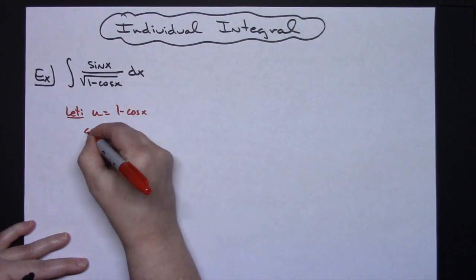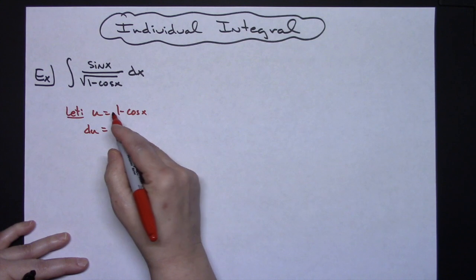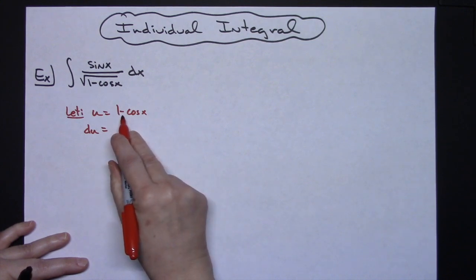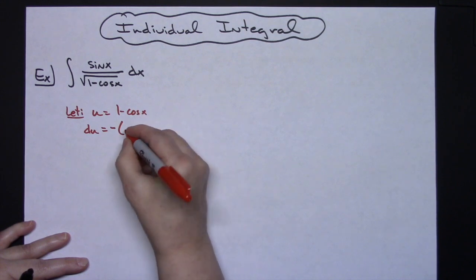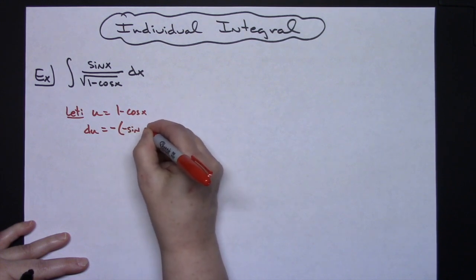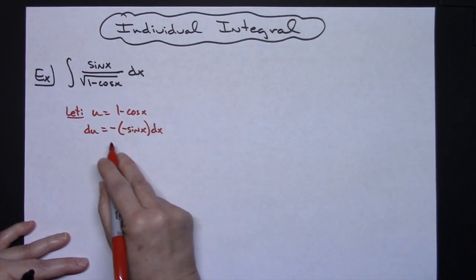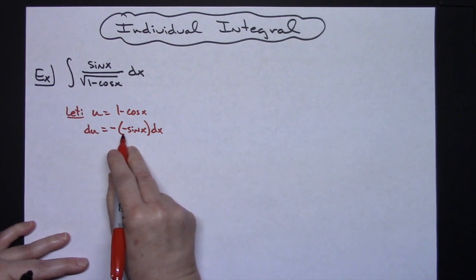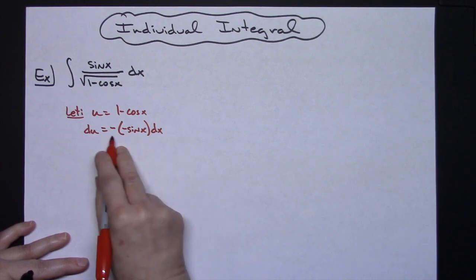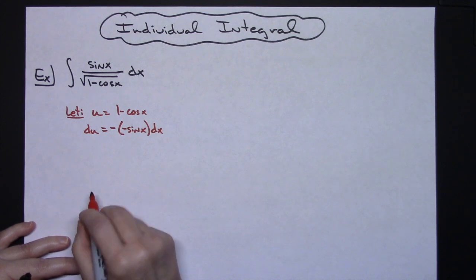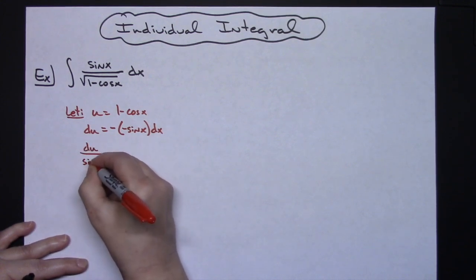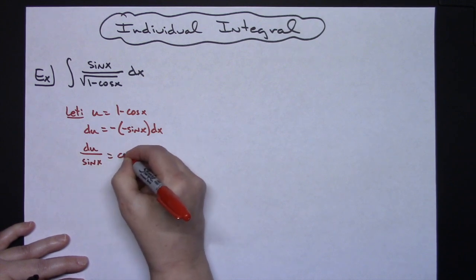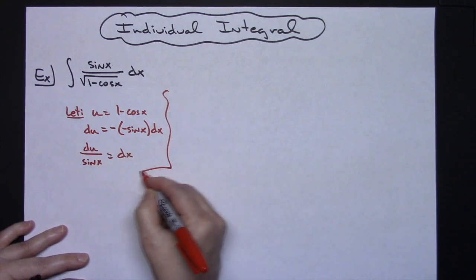Then I need to take the derivative. Alright, the 1's going to fall out. I'm going to have the minus sign that's already there, and then the derivative of cosine is a negative sine x dx. A negative times a negative is going to make that a positive, and I am going to want to solve for dx, so I'll just divide both sides by that positive sine x. So I'll have du over sine x is equal to dx.